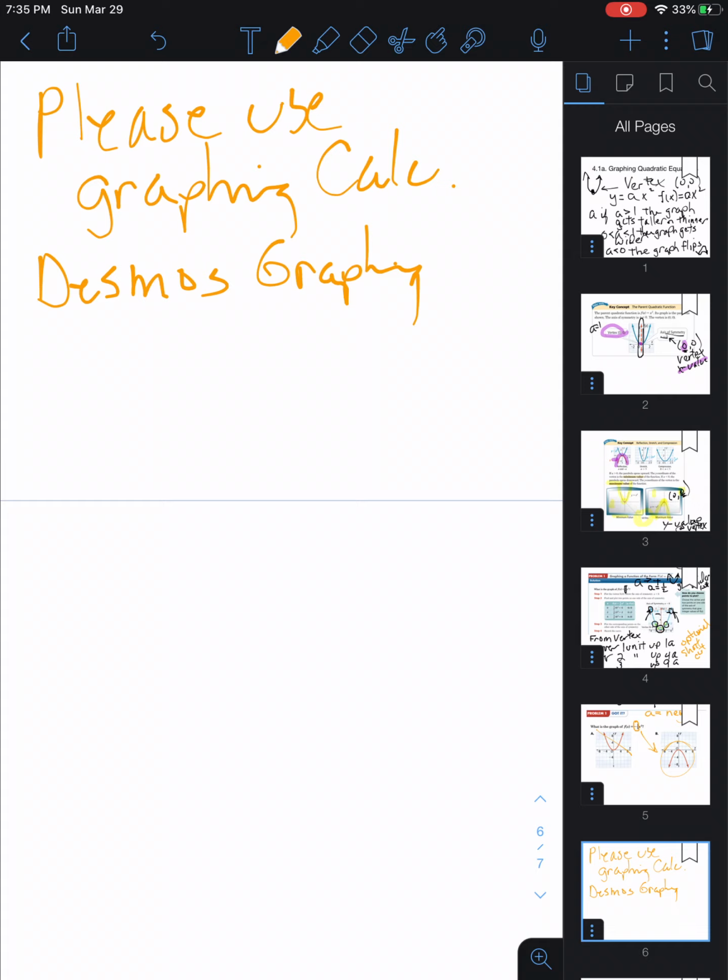We'll have a review and a quiz on Wednesday and Friday of the rest of this week. We'll come back and look at these graphs of quadratics after spring break.